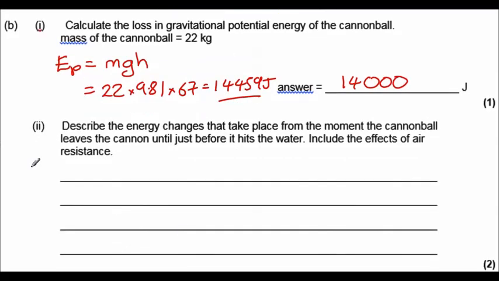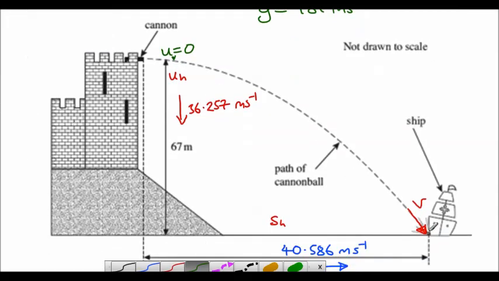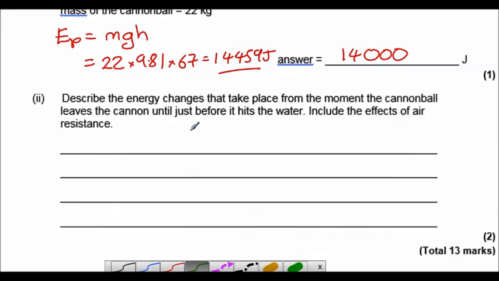Now, last part is describe energy changes taking place from when the cannonball leaves the gun up here to when it reaches the ship down here. Now, we've got to be slightly wary, and remember you're doing an A-level question. Just before it hits, it doesn't hit the ship, it hits the water. So we haven't got to worry about hitting the water, but we've got to do its energy changes from the moment it leaves the cannon. So, when it leaves the cannon, it has got some GPE. These are the changes.